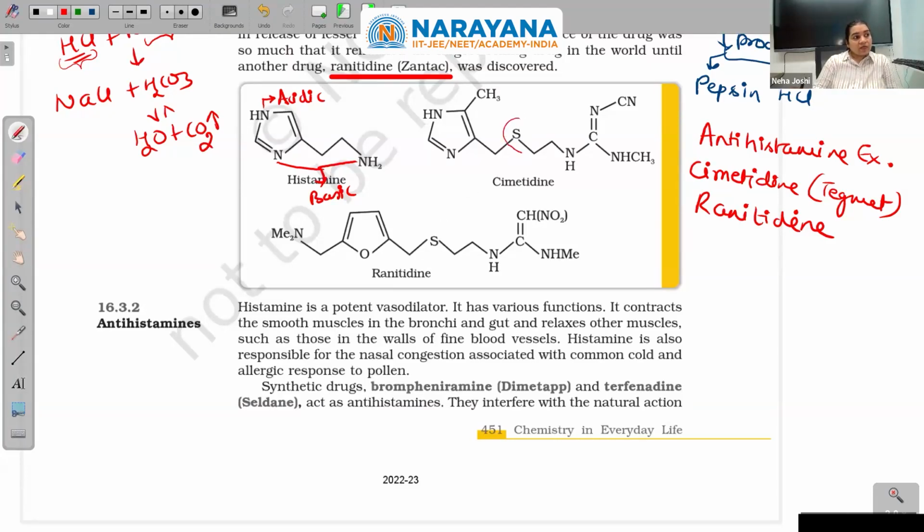See this. These are big molecules. Both have sulfur, CH2, CH2, NH, C double bond something. Now this is CHNO2, this is N double bond C, single bond NHCH3. So these parts are common. Here there are some changes. In cimetidine, a structure similar to histamine was there. Here it is something from furan.